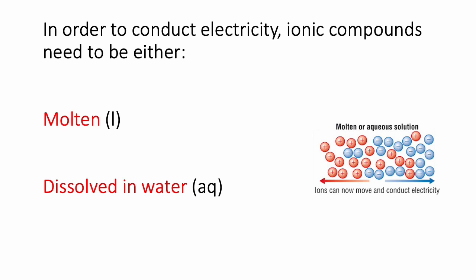In order to conduct electricity, ionic compounds need to be molten, and that you can see by the L symbol, and it just means it's heated up. Therefore, the ions are not in fixed position, they can move about, which means that ions can carry charge. Or they can be dissolved in water, which means you're going to have aqueous ions. Again, the ions are now free to conduct electricity.